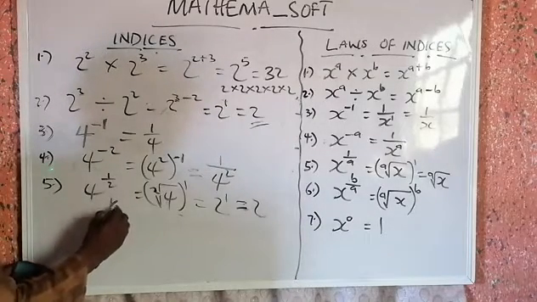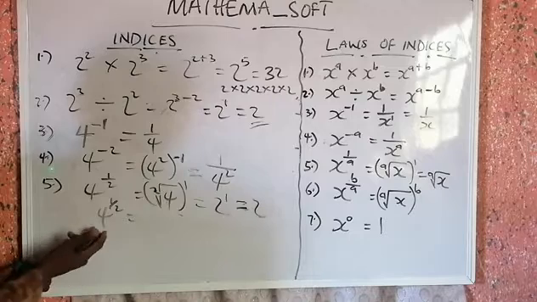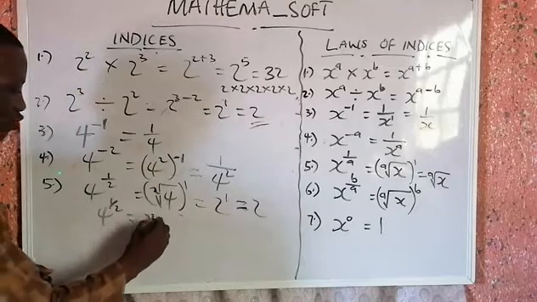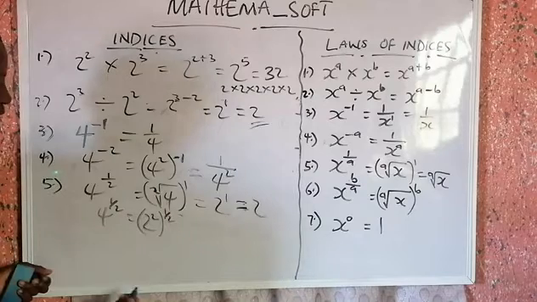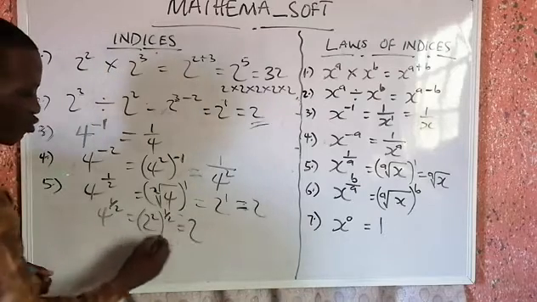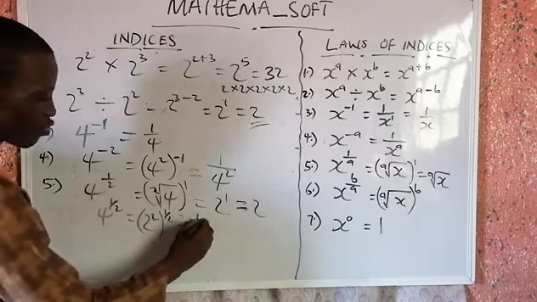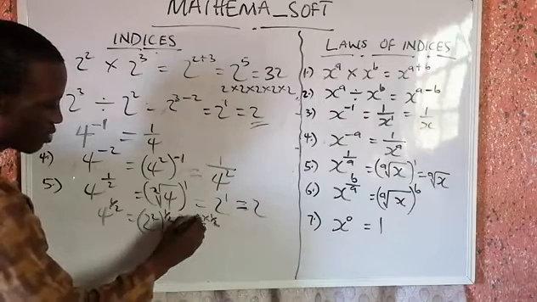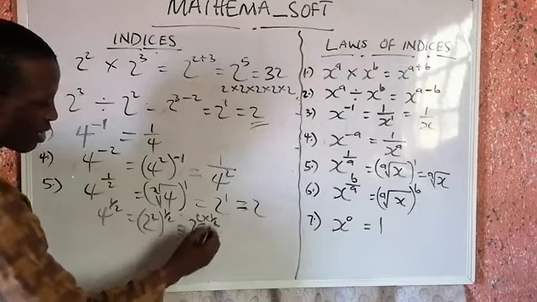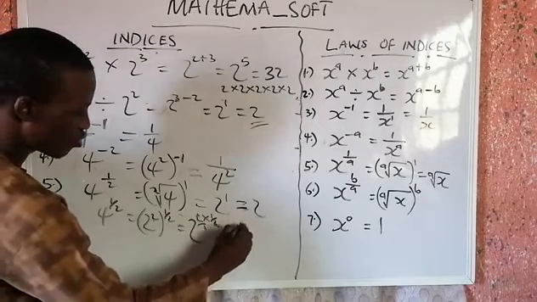4 raised to power 1 over 2, this 4 here can be written as 2 raised to power 2 on its own. Then I will say raised to power of half. So I will now have 2 raised to power 2 times half, which is 2 times half over 1. 2 will cancel these 2, 1 will cancel 1, and the answer will be 2 raised to power 1.